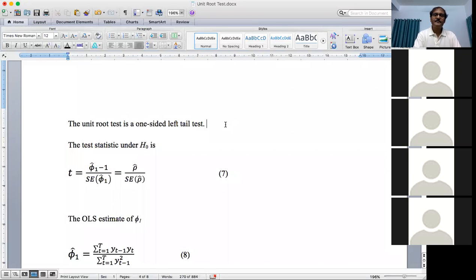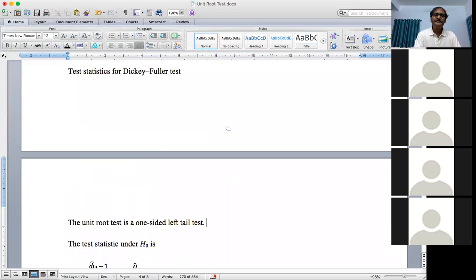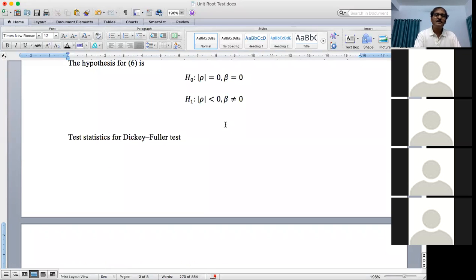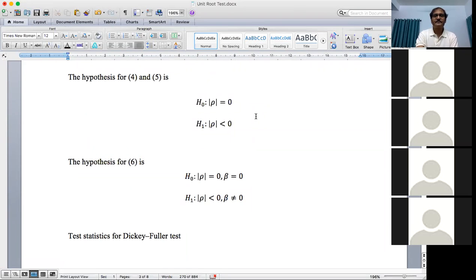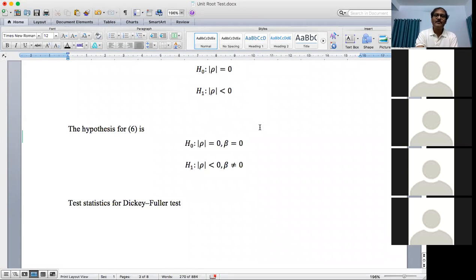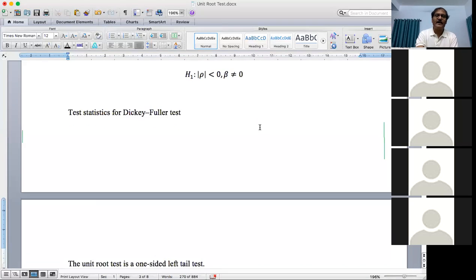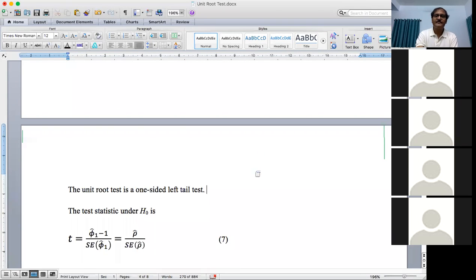So we have understood the null hypothesis and alternative hypothesis used in the Dickey-Fuller test. Now the question is how to carry out this test. To carry out this test, we have to estimate the model first, as I have mentioned earlier.